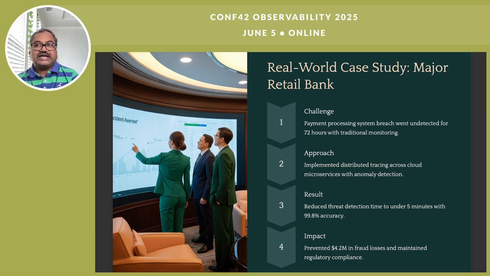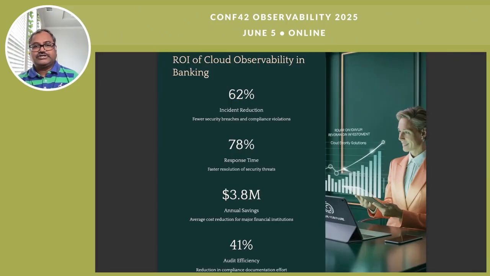In this case, the bank adopted distributed tracing across cloud microservices with anomaly detection, resulting in detecting incidents in under 5 minutes with 99.8% accuracy. This prevented almost $4.2 million in fraud losses, while maintaining regulatory compliance at the same time. Return on investment of cloud observability.